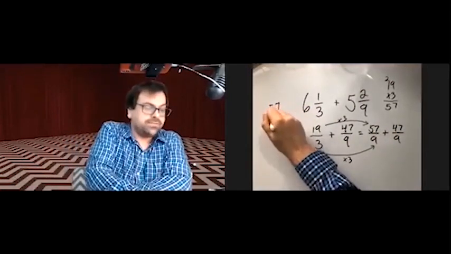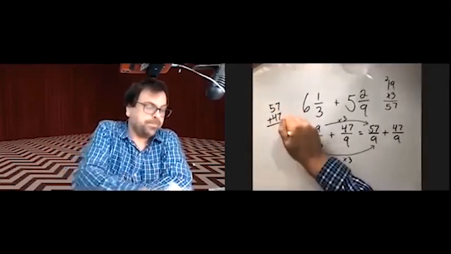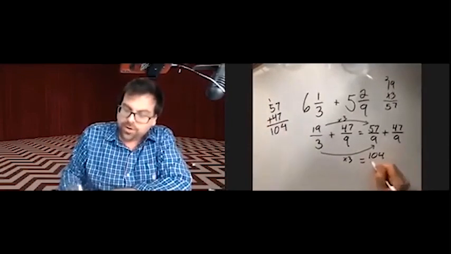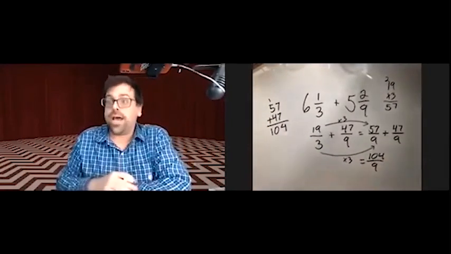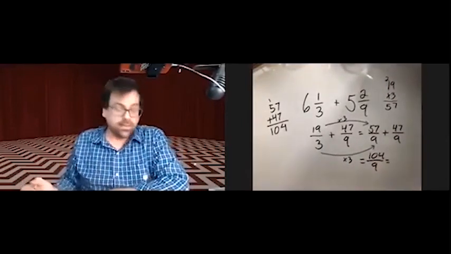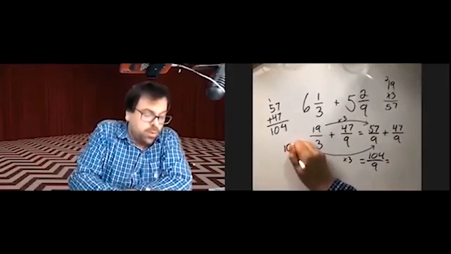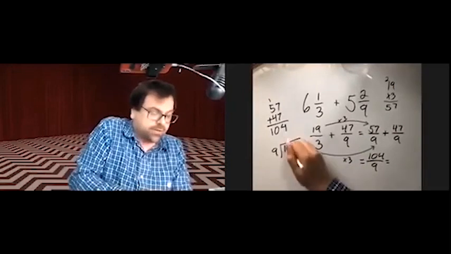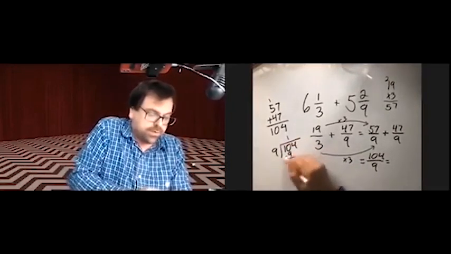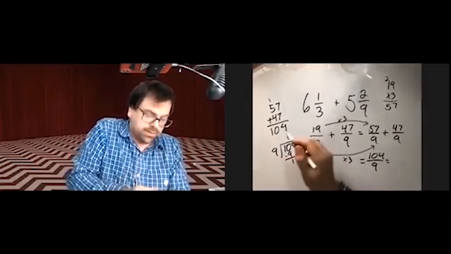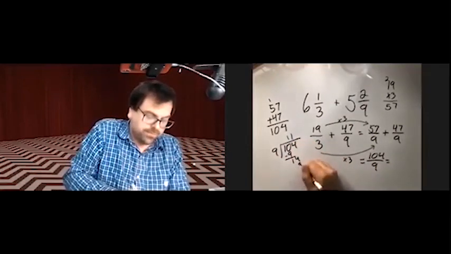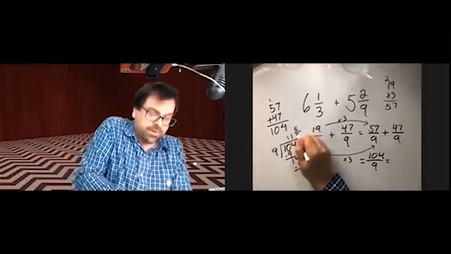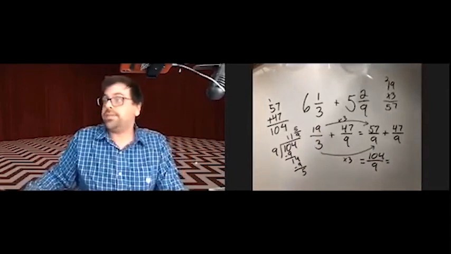57 plus 47 is 104. So our answer so far is 104/9, and we're going to change this back to a mixed number by dividing. 104 divided by 9. 9 goes into 10 once. 9 goes into 14 once. There would be a remainder of 5, which we put over 9. 11 5/9.